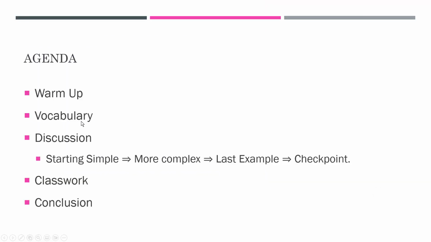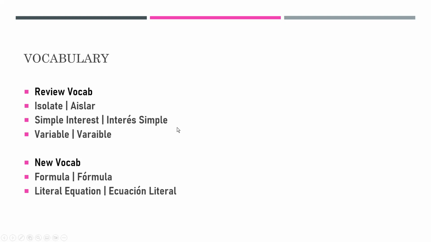All right, so warm-up done. Vocab I'll have a look at. We start simple, go more complex, and last go from there. So review vocab: isolate, you know what that is. Simple interest we'll be covering in a little bit. Sorry about the birds screaming in the background. New vocab will be variable, formula, and literal equation.